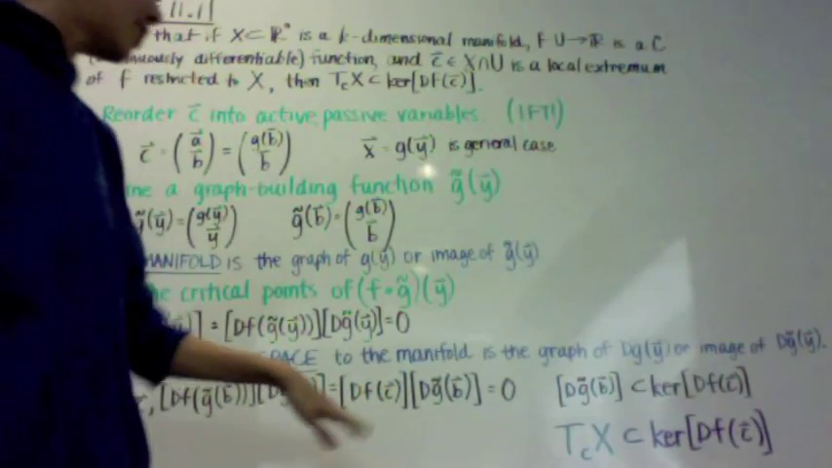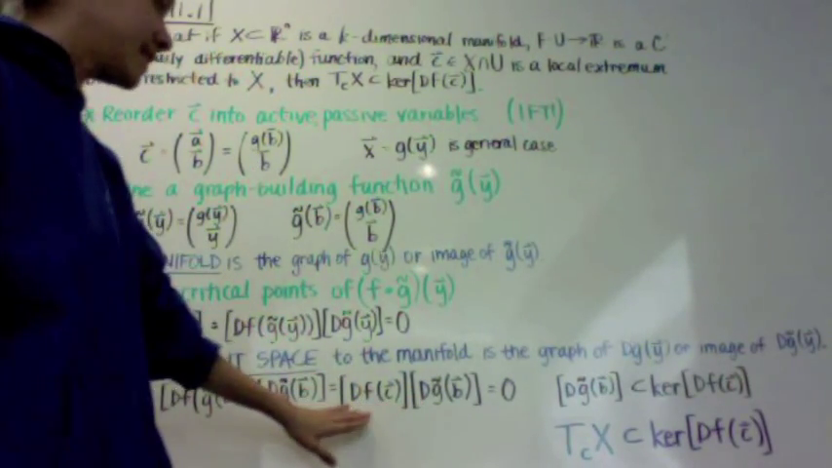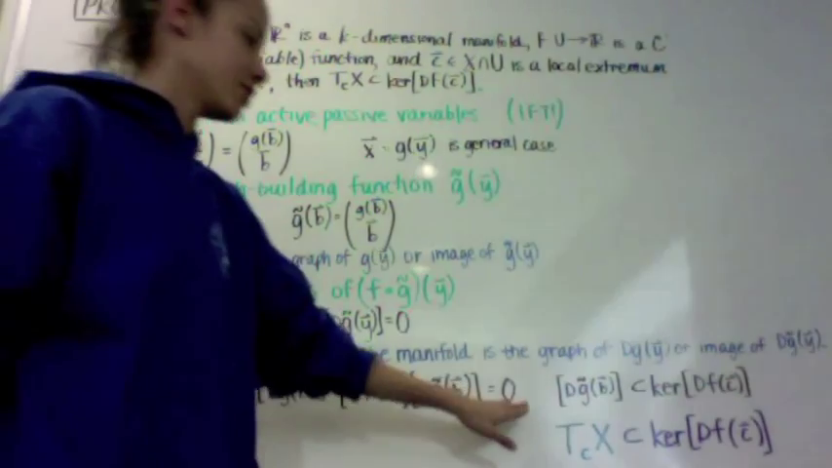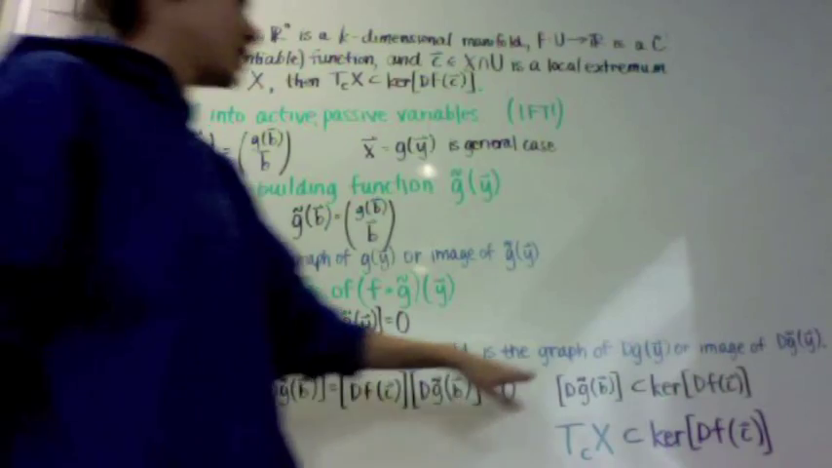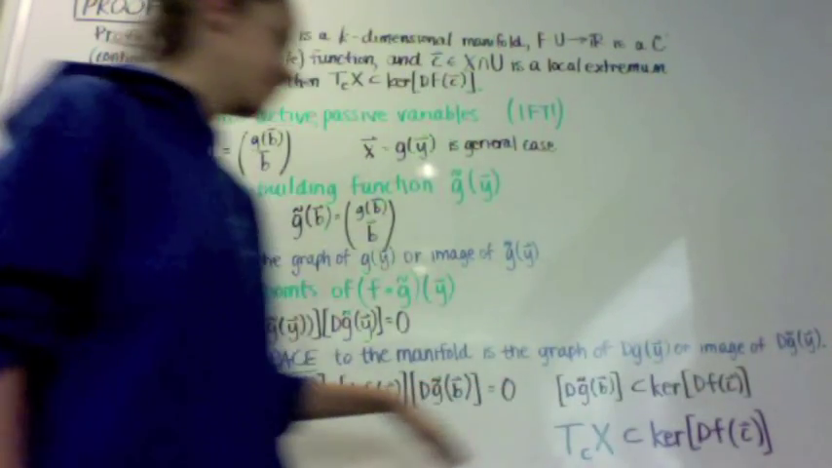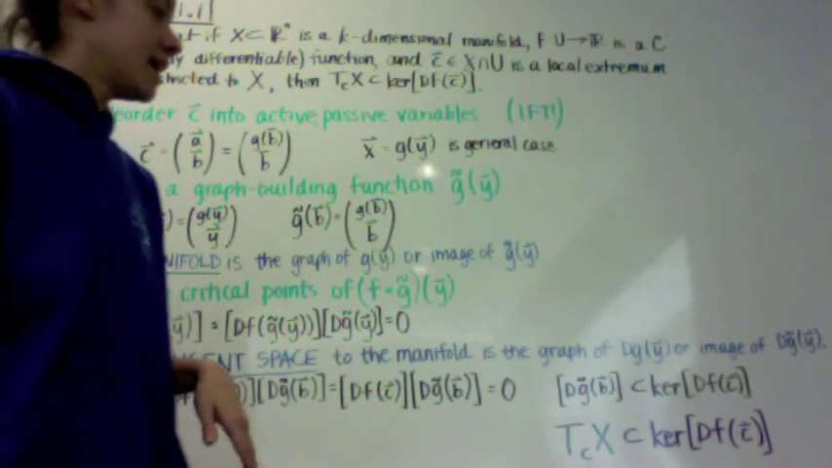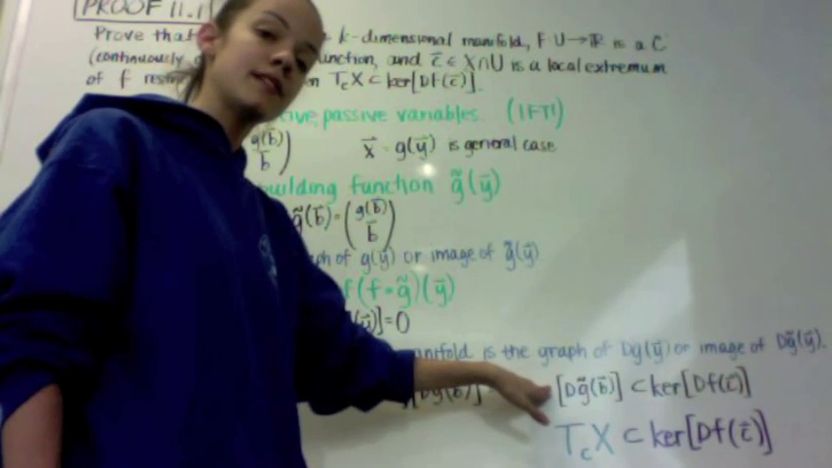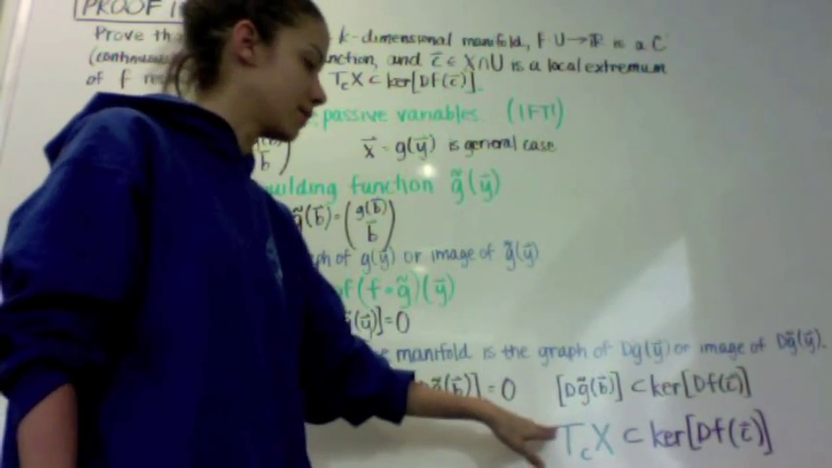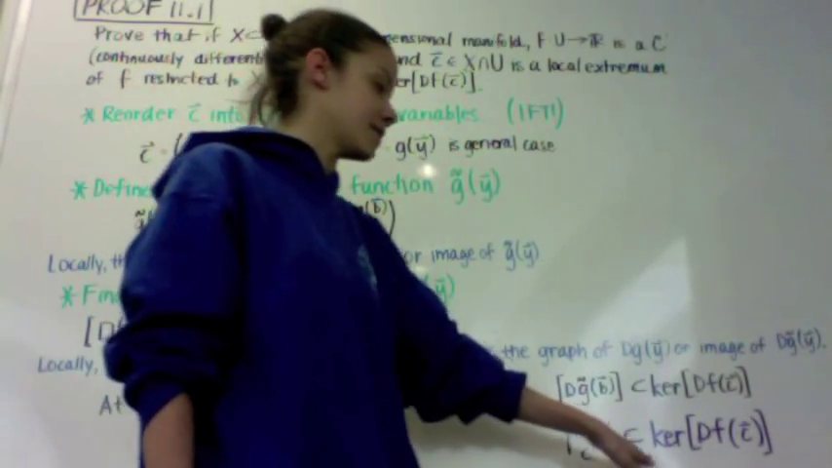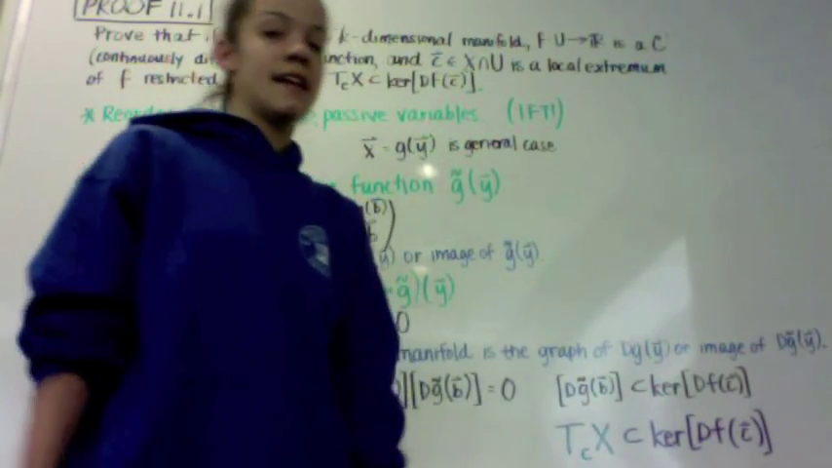So by showing that when df of c acts on dg tilde of b, it returns a 0, we've shown that dg tilde of b is a subset of the kernel of df of c by the definition of the kernel. And by the definition of the tangent space, dg tilde of b is the tangent space to the manifold at the point C. So the tangent space to the manifold at the point C is a subset of the kernel of df of c. And we're done with the proof.